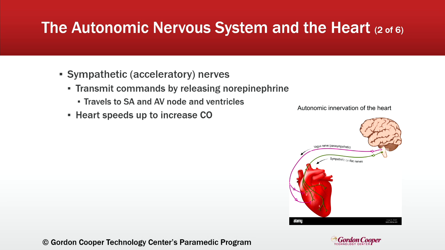So these nerves transmit commands by releasing norepinephrine, and that neurotransmitter is like a signal to get the heart moving faster. Now, norepinephrine travels to the SA node, which sets the heart's rate. Remember that. The AV node, which helps control the heart's rhythm, and the ventricles, so the heart's pumping chambers. So that norepi goes to all these places. So now when we need to ramp up activity, like during exercise, norepi helps the heart speed up to increase cardiac output.